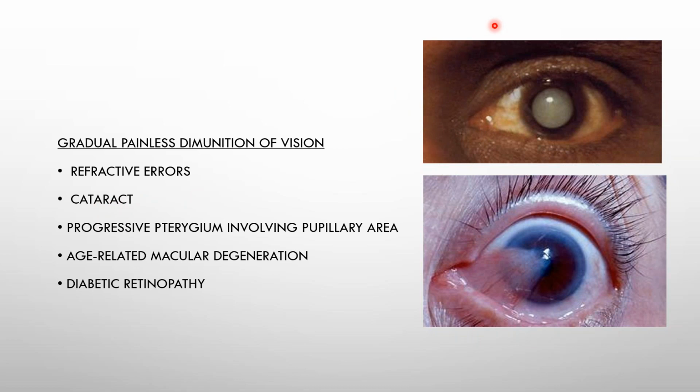The first image here is the image of a cataract. That's how it looks. And then you have anything that would obscure the visual axis, like a progressive pterygium or a grade 4 pterygium involving the pupillary region.